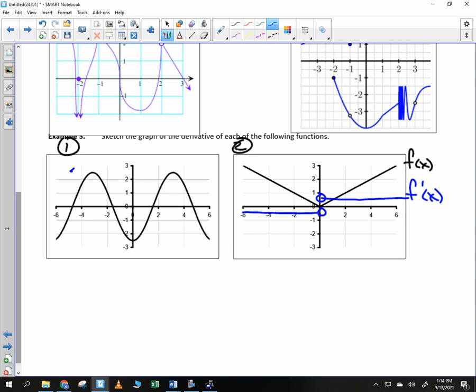Tell me something about the derivative right there. It's zero. So therefore, the graph will go through zero at that spot. How about the derivative right there? Do I have another spot? Probably 3.14, but okay. There you go.